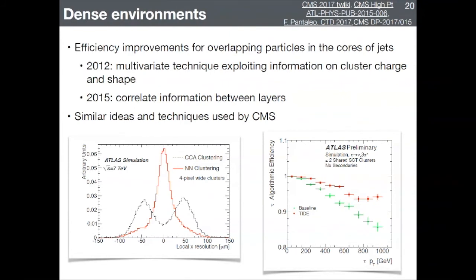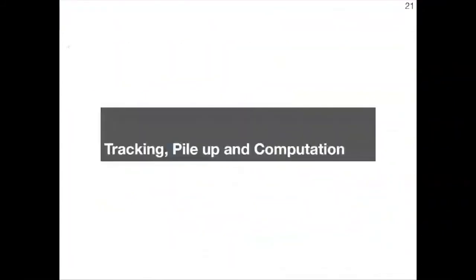Then the second step that we did is to use this information, to know the probability that a cluster was shared, but not take a decision until the ambiguity solver. And when you do that, you can really improve your efficiency, particularly at high pT, and this is a tau simply because you get tracks very close by using that information. This is the example from ATLAS, but there have also been very similar techniques and ideas used in CMS.